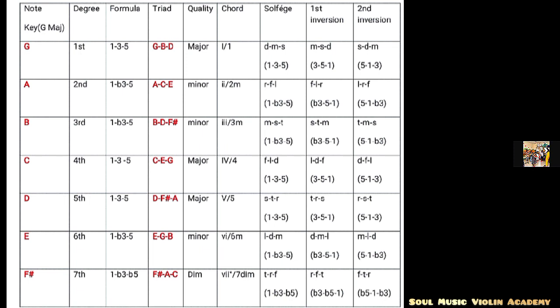Now, the seventh degree is diminished. That's because the interval between the first and third is a minor third, and the interval between third and fifth is a minor third. For major, the interval between 1 and 3 is a major third, and between 3 and 5 is a minor third. But for minor, the interval between 1 and 3 is a minor third, and then the interval between 3 and 5 is a major third. But for diminished, the interval between 1 and 3 is a minor third, and between 3 and 5 is a minor third. That makes it diminished.